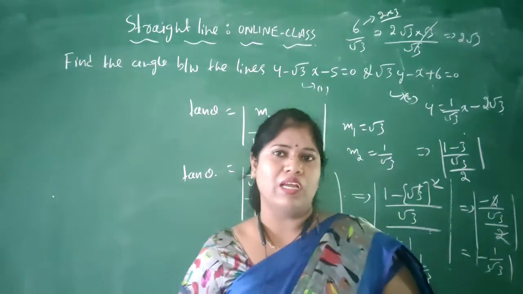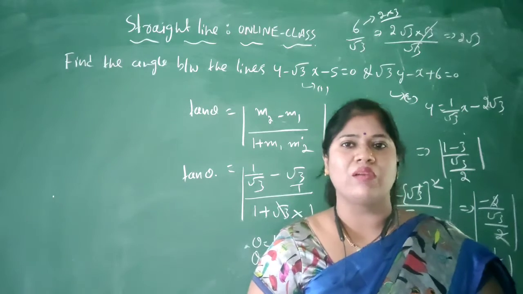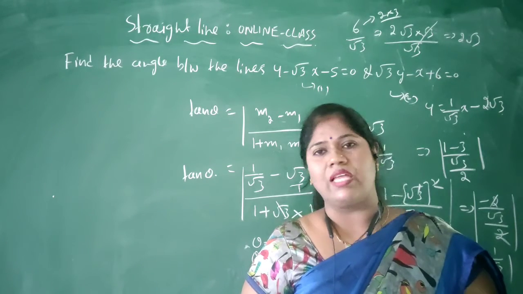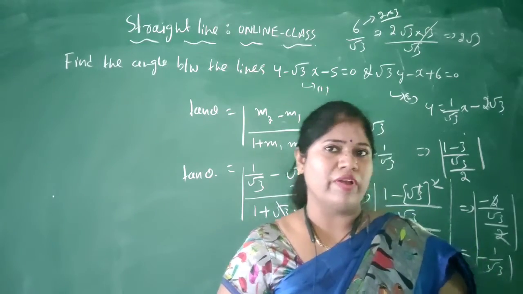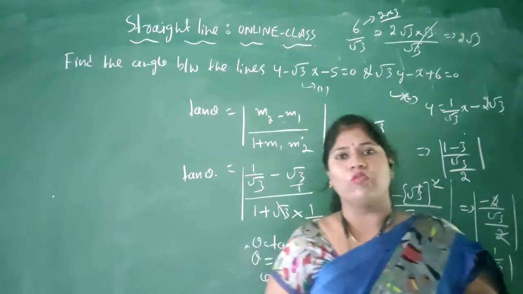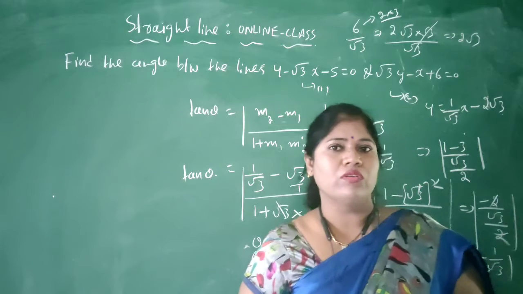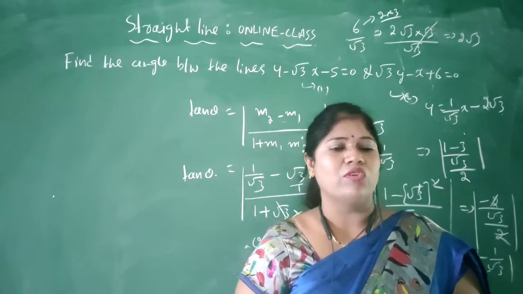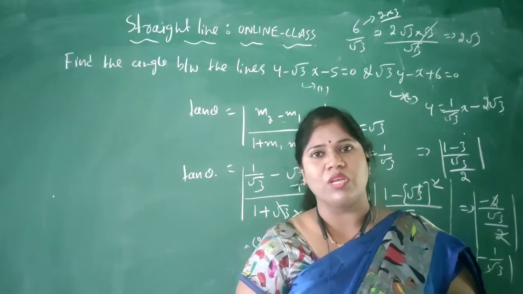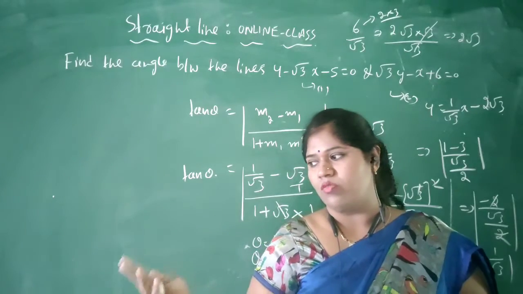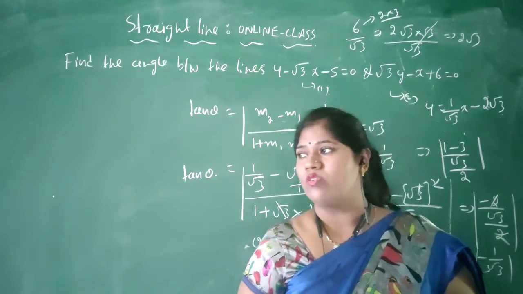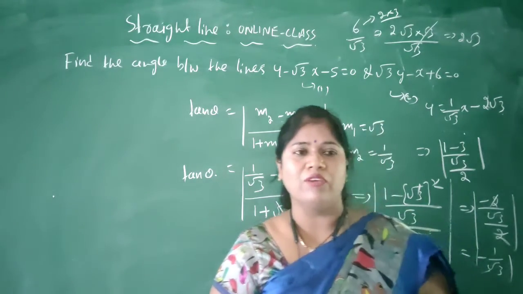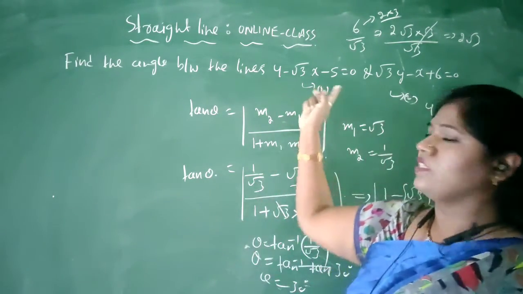What will be the acute angle between the two lines? The acute angle between the two lines is tan theta equals modulus of (m2 minus m1) divided by (1 plus m1 m2). First we have to write the equations in the form y equals mx plus c, where m is the coefficient of x. So we have to take the m1 and m2 values by using the slopes.